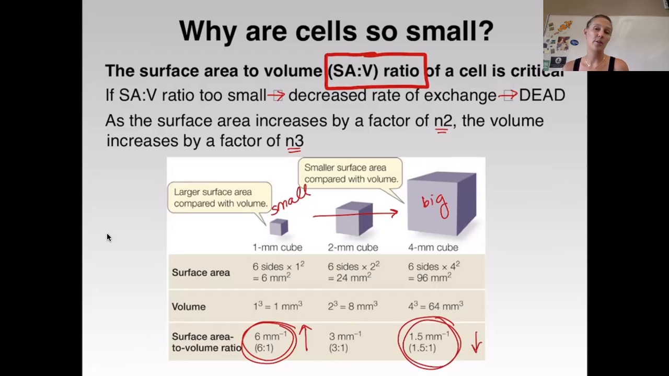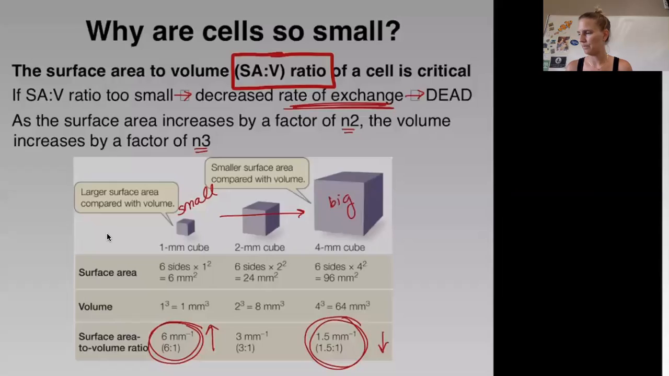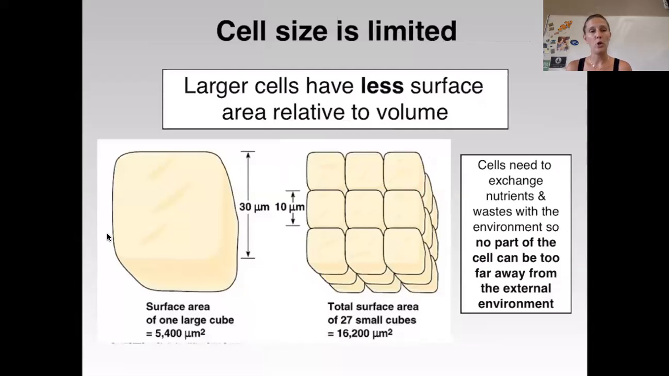And that is very bad because it limits the rate of exchange of nutrients and materials and wastes from inside the cell to the outside of the cell, right? So again, larger cells, so I don't know where to put my face, put it over here. Larger cells have less surface area to volume ratio.